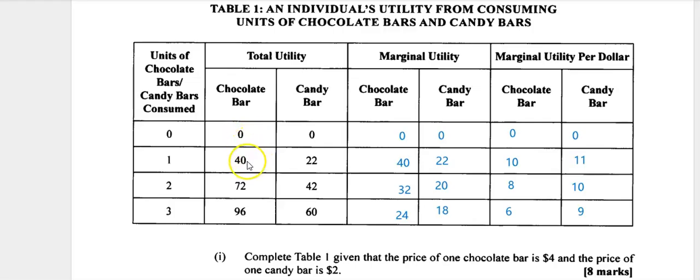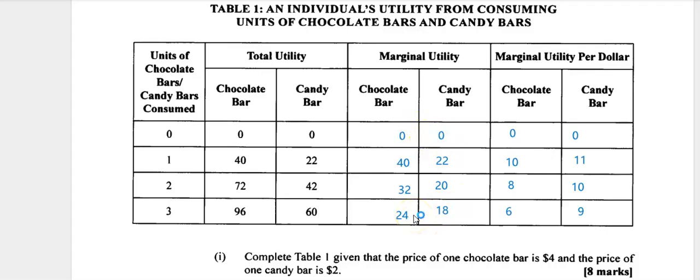So from 0 to 40 is 40. That's for the chocolate. And 22 for the candy bar. From 40 to 72 in the chocolate, that is 32. And for the candy bars, 22 to 42 is 20. For the chocolate bar, 72 to 96 is 24. And 42 to 60 for the candy bar is 18. So we have all the marginal utilities.